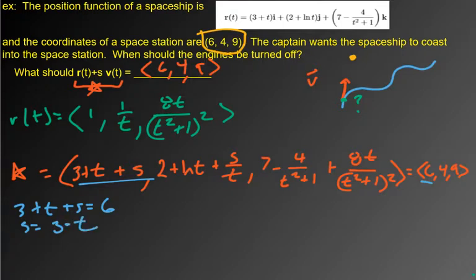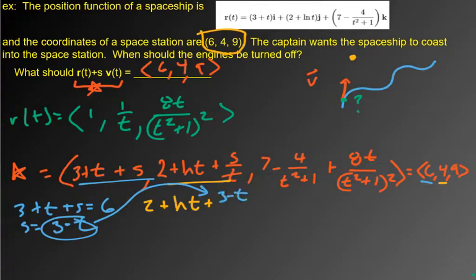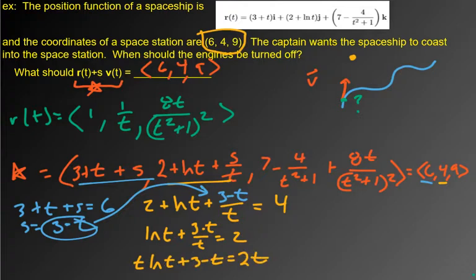Then I could go and do substitution here and here, right? So I know 2 plus natural log of t plus, I'm going to stick that in here. 3 minus t is s over t, and all of that has to equal 4, right? So let's see, I'm going to move the 2 over, so natural log of t plus 3 minus t over t equals 2. I'm going to multiply by t: t natural log of t plus 3 minus t equals 2t.